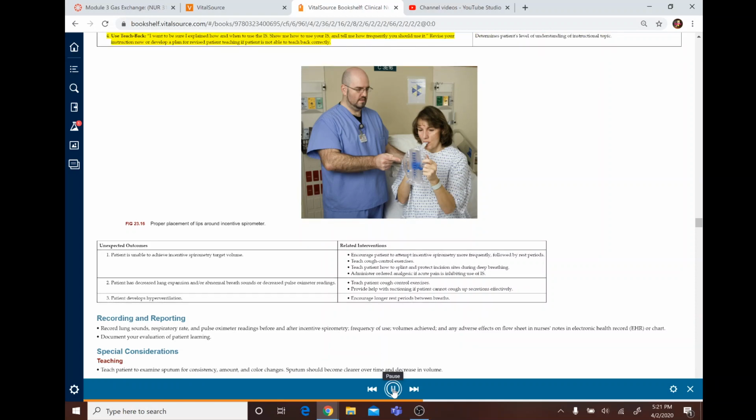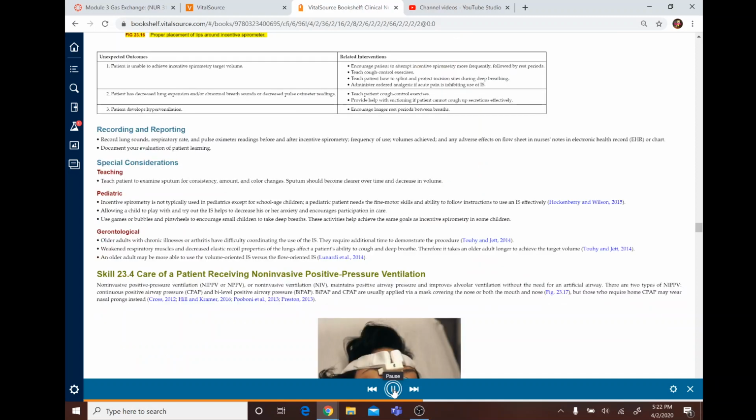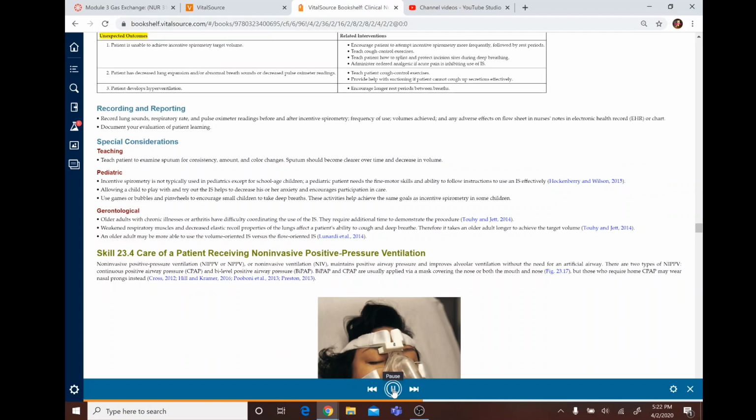4. Use teach back. I want to be sure I explained how and when to use the IS. Show me how to use your IS, and tell me how frequently you should use it. Revise your instruction now or develop a plan for revised patient teaching if patient is not able to teach back correctly. Determines patient's level of understanding of instructional topic. Fig 23.16 Proper placement of lips around incentive spirometer.